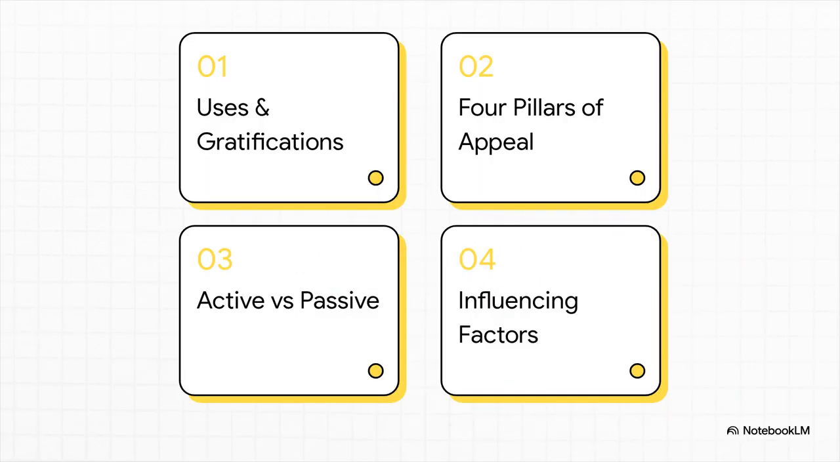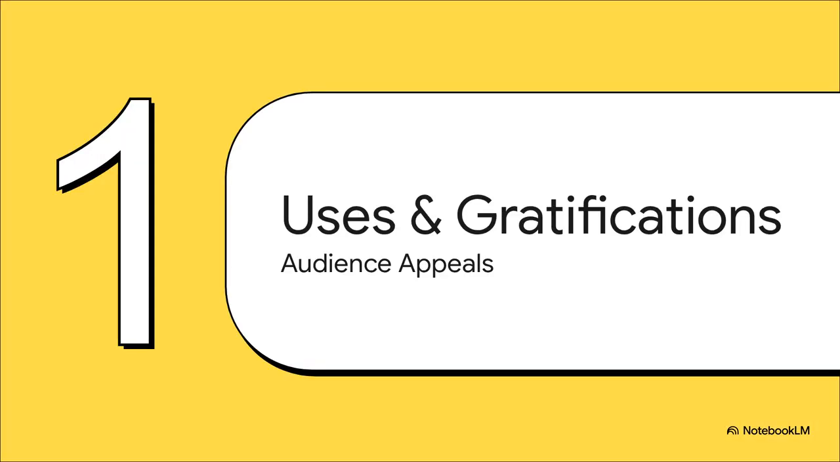Here is our roadmap to uncovering that hidden psychology. First, the uses and gratifications theory. Then, the 4 pillars of appeal. Next, active versus passive audiences. And finally, the factors influencing audience response. Section 1. The uses and gratifications.